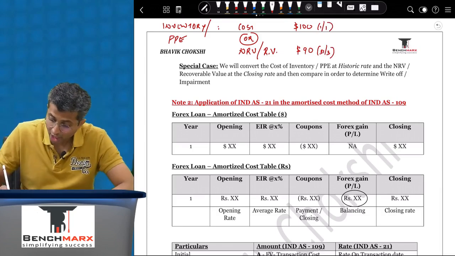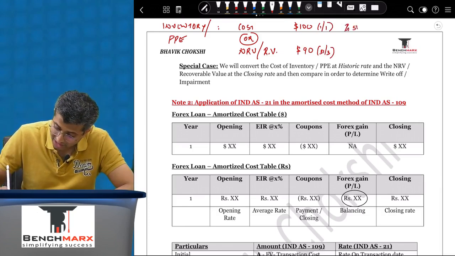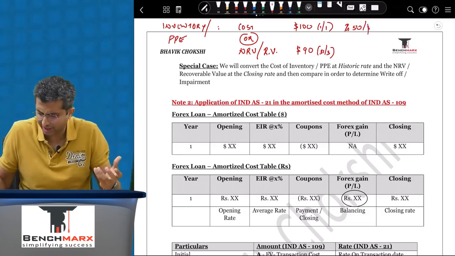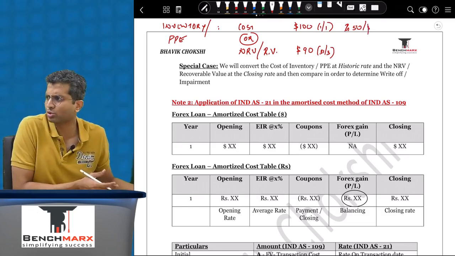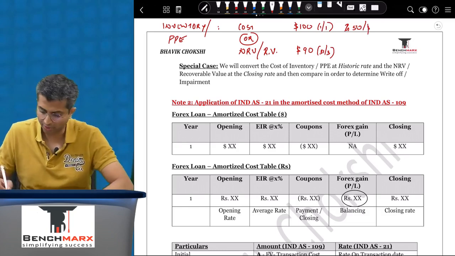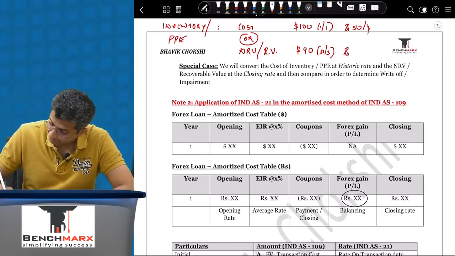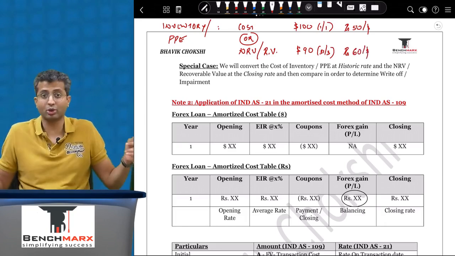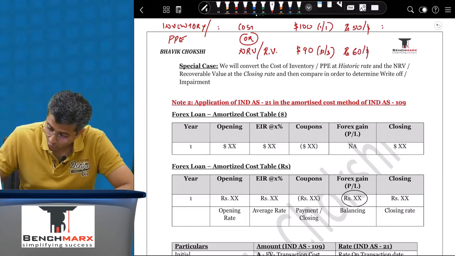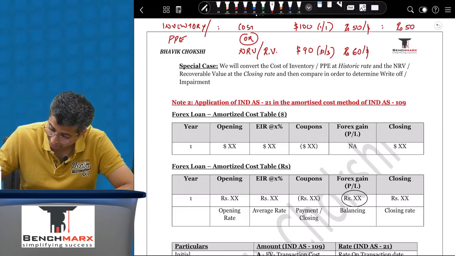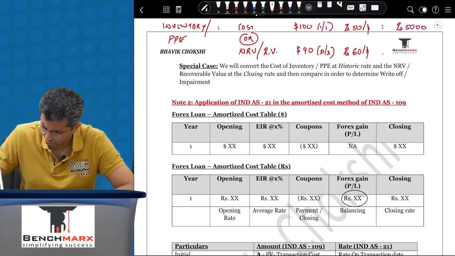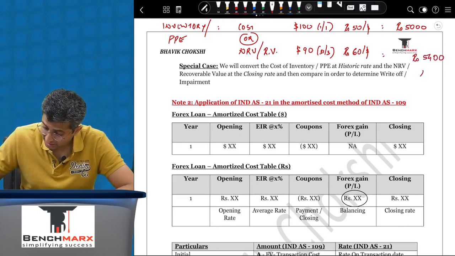The standard says no. You will have to convert this at the historic rate, or the rate as on the date of transaction. So cost is on 1st of January, and hence the rate should also be the rate on 1st of January. In a similar way, if the NRV or the recoverable value is on 31st March, you will take the rate also as on 31st March. So in rupees, in the functional currency, the cost is rupees 5,000 for the inventory or the PPE, and the recoverable value or the NRV is, let us say, 5,400, and as a result there will be no write-off or no impairment.